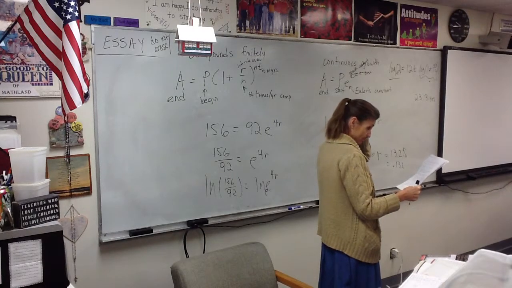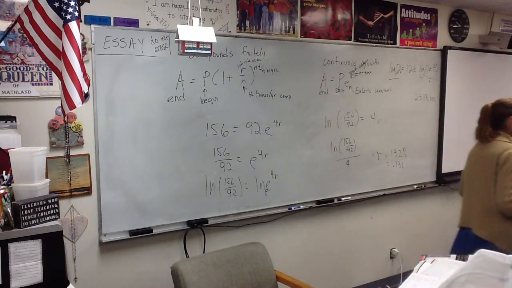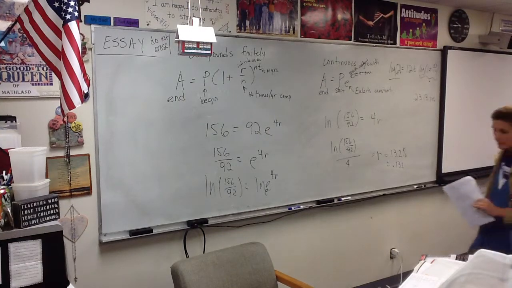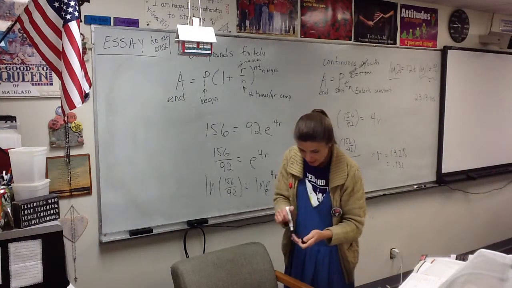You ready to try one? At your tables? All right. Gracie, if you want to join a table, you can, or you can work solo, it doesn't matter. Let's take a look at problem number 4. See if you can figure that out. Anytime it says continuously, you use the second formula, that's your continuous growth formula. It's kind of a challenge. This is a challenge problem. Let's see if you can sort it out.